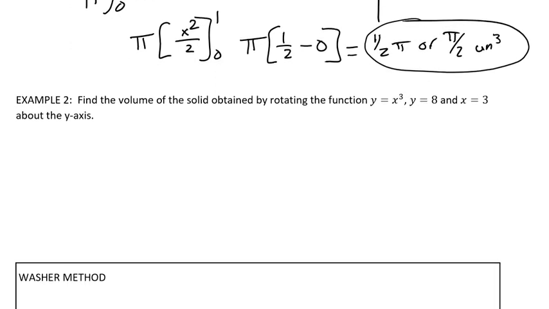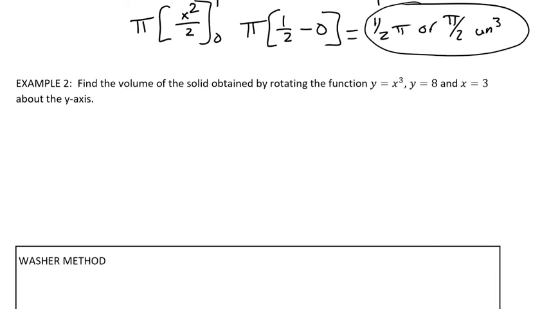Find the volume of a solid obtained by rotating the region y equals x cubed, y equals 8, and x equals 3 about the y-axis. So now we're rotating about the y-axis. So let's look at what that looks like. We're going to sketch that. Y equals x cubed. We know it comes up, goes through the origin, it comes up like this.